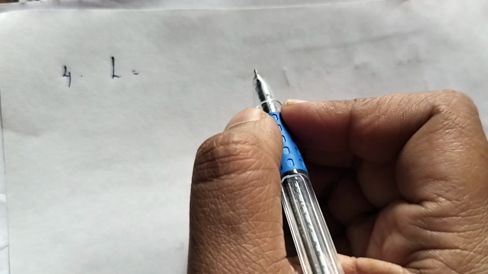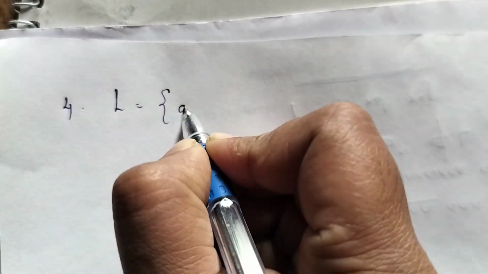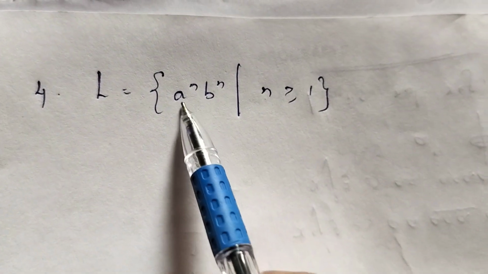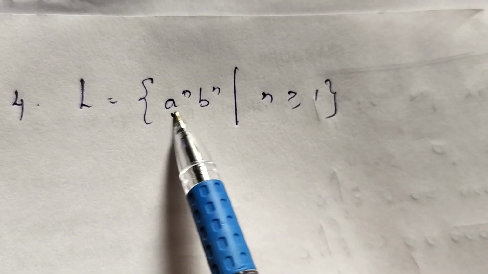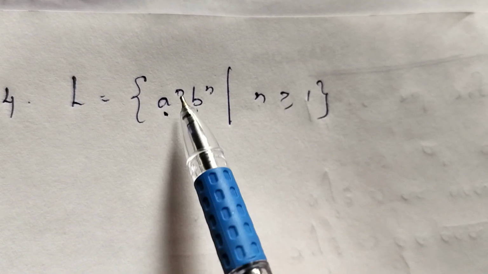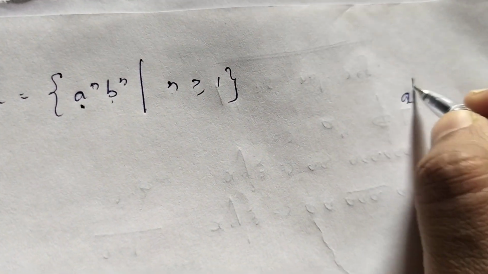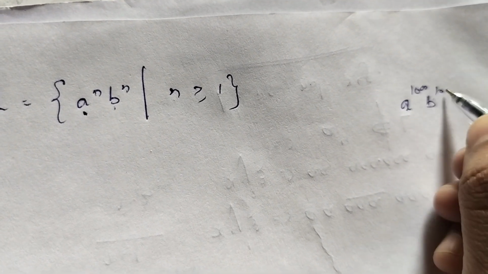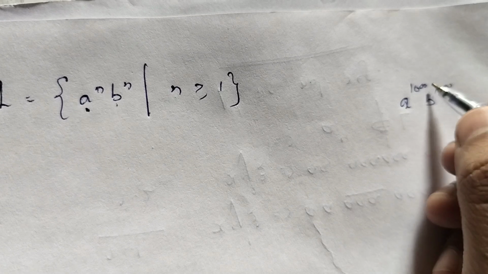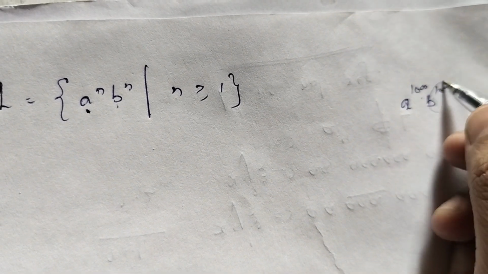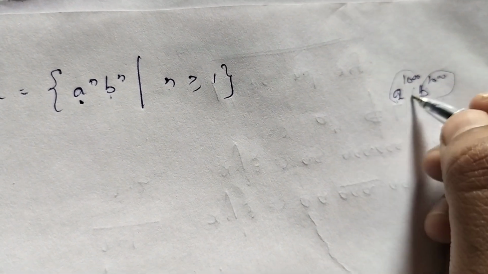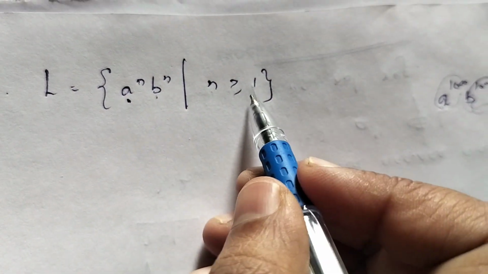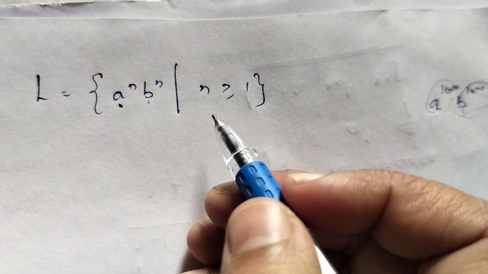Next problem, L equal to a power n b power n such that n greater than or equal to 1. Here, see, n number of a's followed by n number of b's. If there are 10 a's, it should be followed by 10 b's. If there are 1000 a's, it should be followed by 1000 b's. If there are 1 lakh a's, then it should be followed by that many b's. Equal number of a's and equal number of b's. So this is unbounded. n is greater than or equal to 1, n may be anything, right?